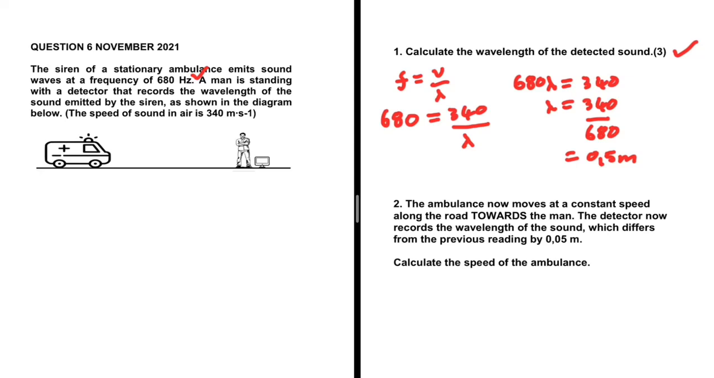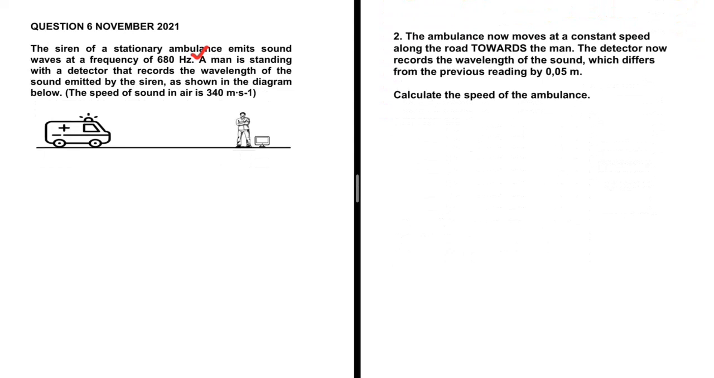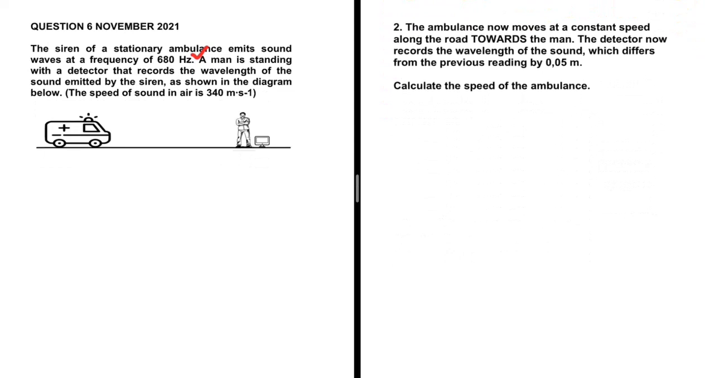Let's take a look at the second question. The ambulance now moves at a constant speed along the road towards the man. Now there is a Doppler effect that is going to occur, because the ambulance is now moving relative to the man, right? The detector now records the wavelength of the sound, which differs from the previous reading by 0.05 meters. Calculate the speed of the ambulance.